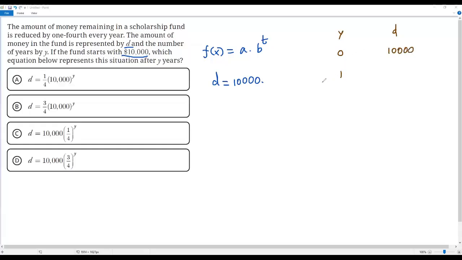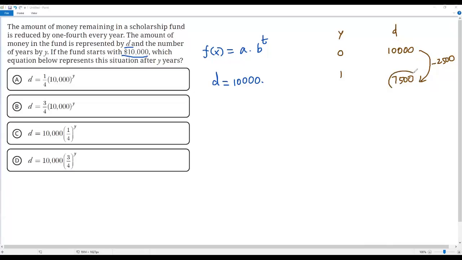Okay, when y equals 1, that is 1 year from the beginning, what will happen? This initial value will be reduced by 1/4. So what is the value of 1/4 of this $10,000? It is $2,500. So after 1 year, the initial value 10,000 will be reduced by $2,500. So after 1 year, the amount of money remaining in the scholarship fund will be $7,500, because when I subtract 2,500 from this 10,000, I get $7,500.